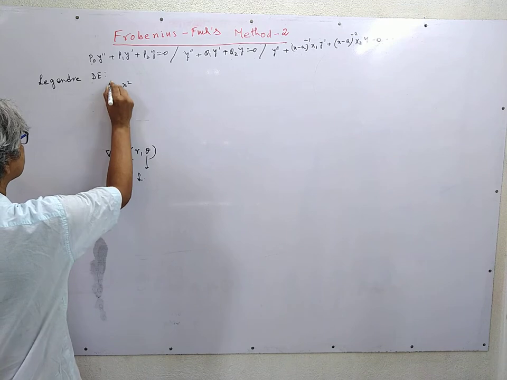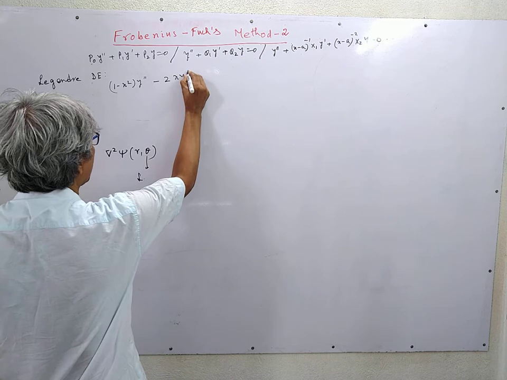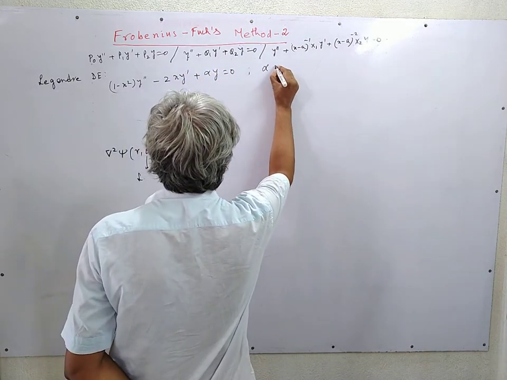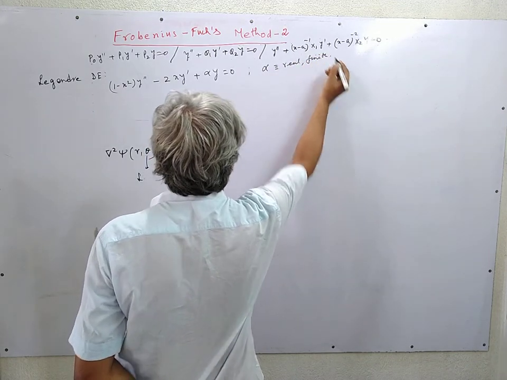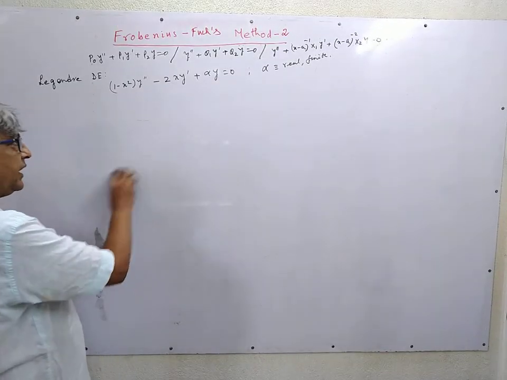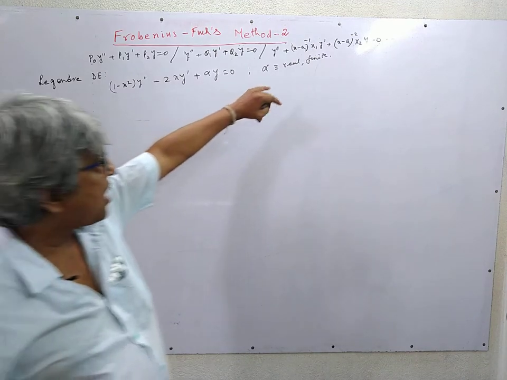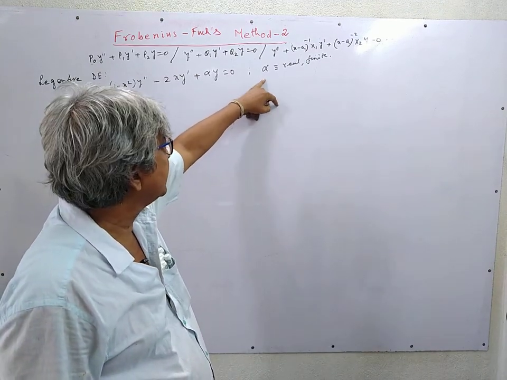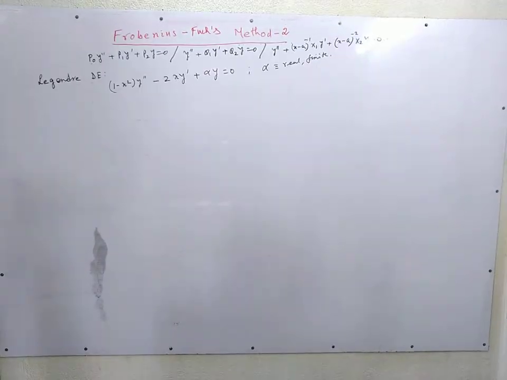The Legendre differential equation is (1 minus x squared) y double prime minus 2x y prime plus alpha y is equal to 0, where alpha is a real finite quantity. In most textbooks, alpha is written as n into n plus 1, but for the Legendre differential equation alpha need not be of that form. It is any real quantity, and the finiteness of the solution demands that alpha has to be an integer.